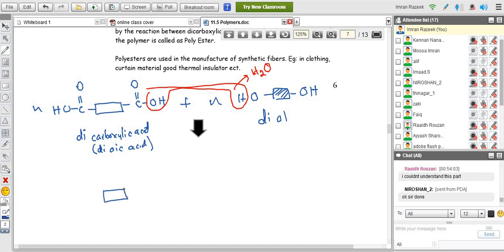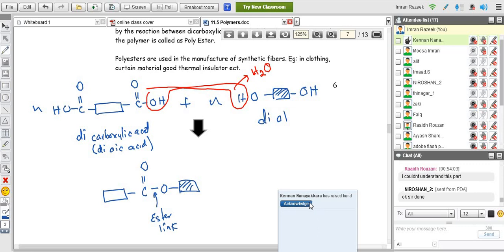I'm drawing now the ester linkage. This is how the ester link is formed. This is the ester link. Whenever an ester link is formed, a water molecule is lost as a byproduct, right? And then this will continue.